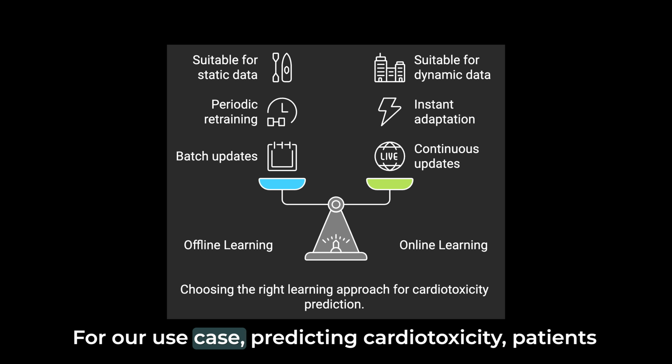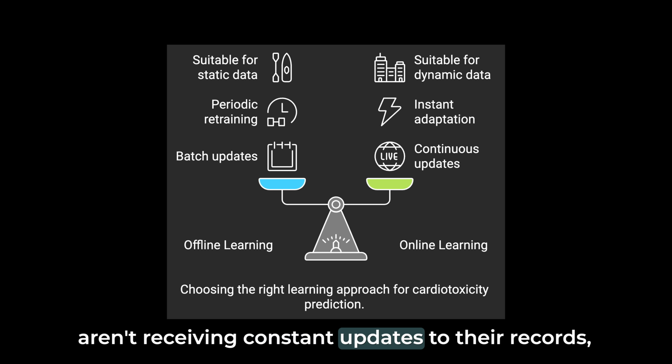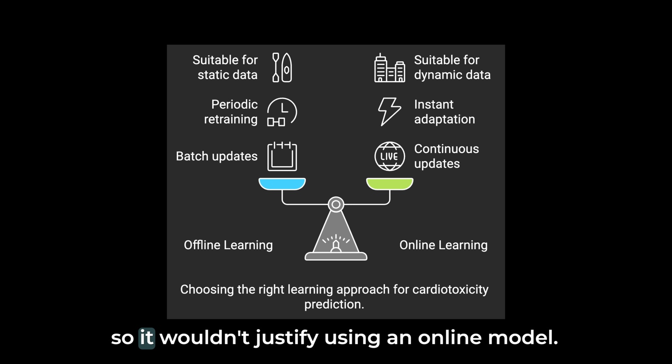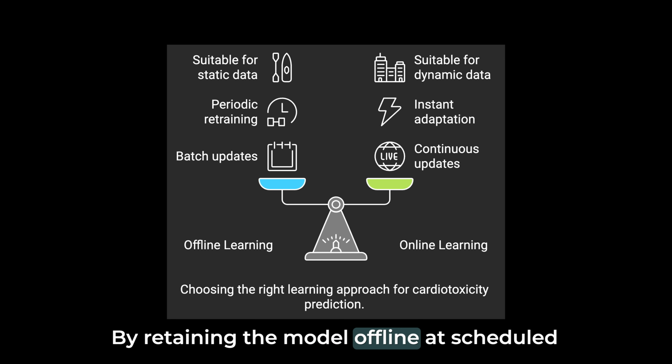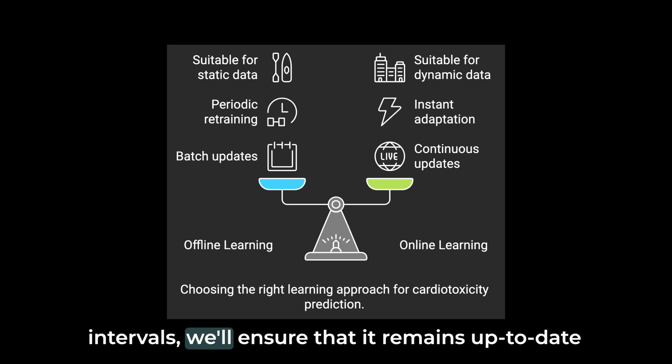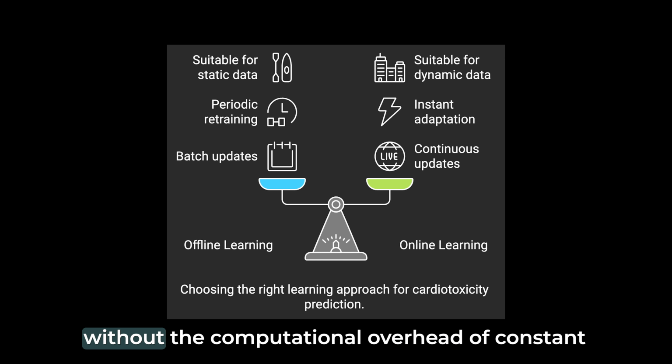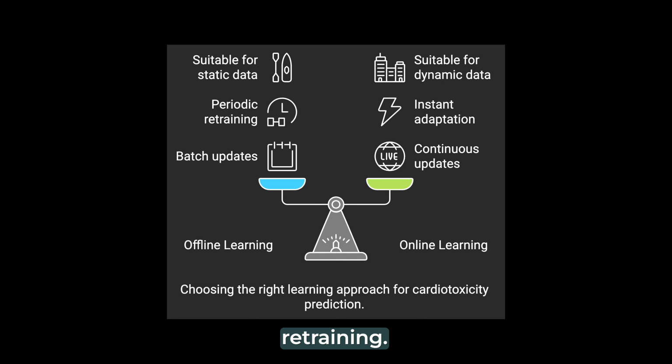For our use case, predicting cardiotoxicity, patients aren't receiving constant updates to their records, so it wouldn't justify using an online model. Retraining the model offline at scheduled intervals will ensure that it remains up to date without the computational overhead of constant retraining.